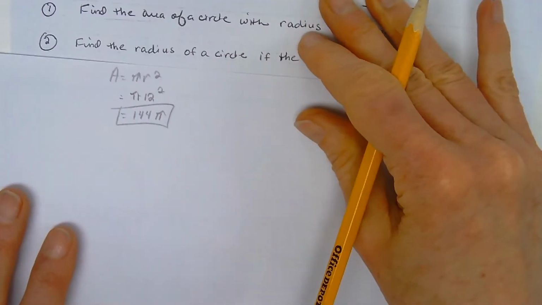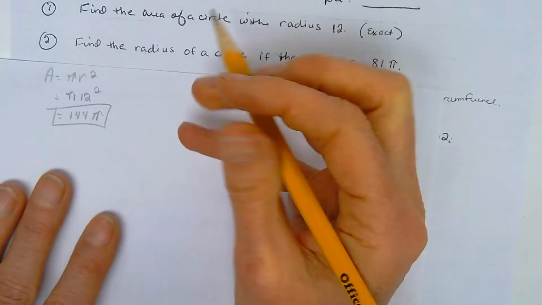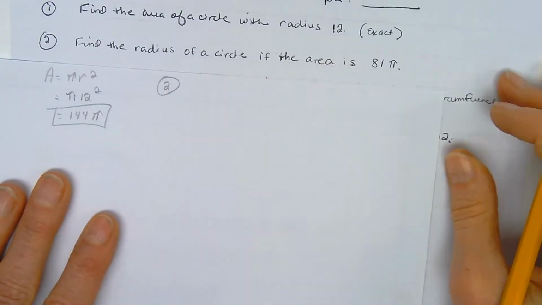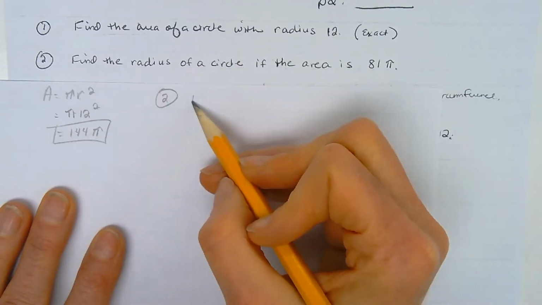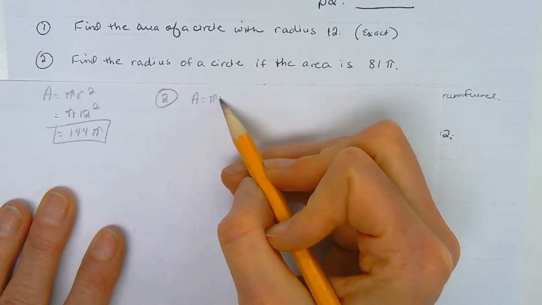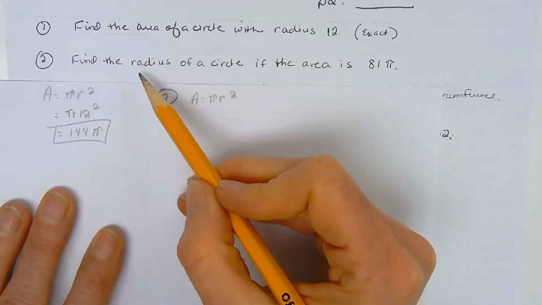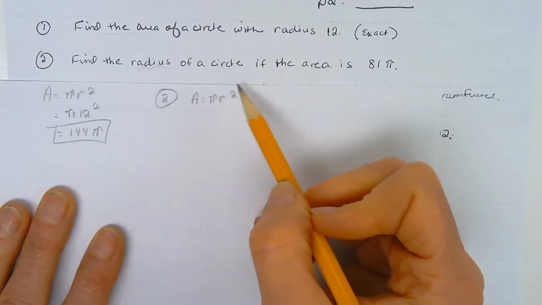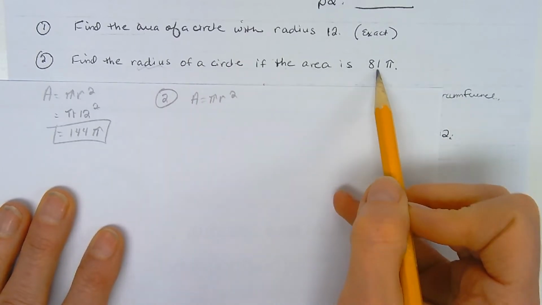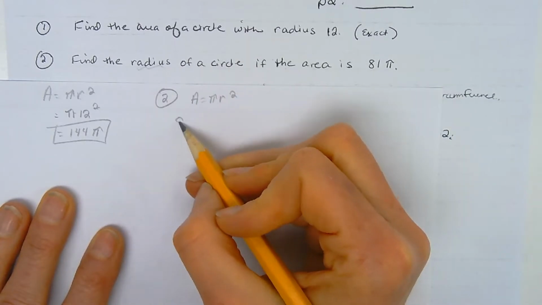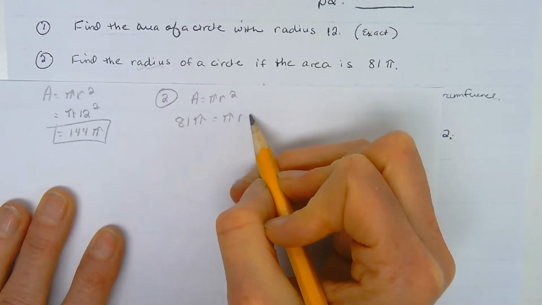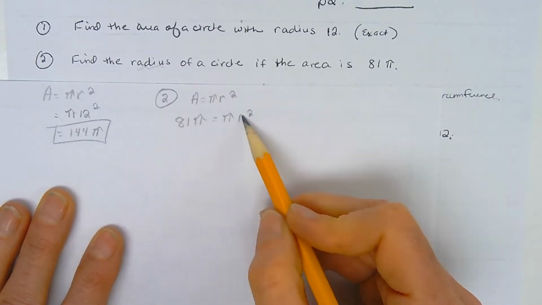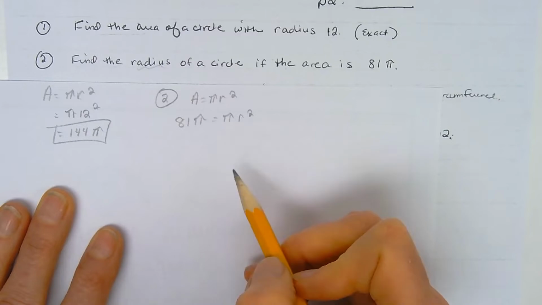Number 2, find the radius of a circle if the area is 81 pi. So again, the area of a circle is equal to pi times the radius squared. We're asked to find the radius. We're given the area, so I can put the area in for A, 81 pi, and that equals pi r squared. And I can solve for r.